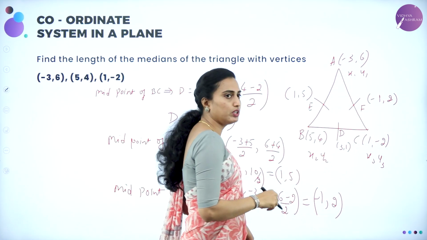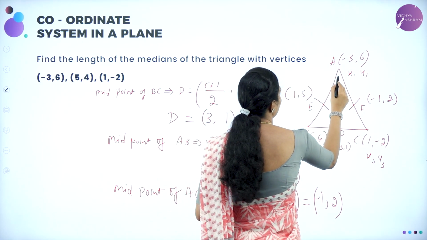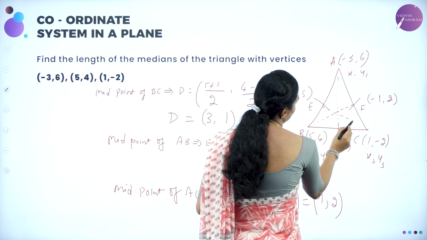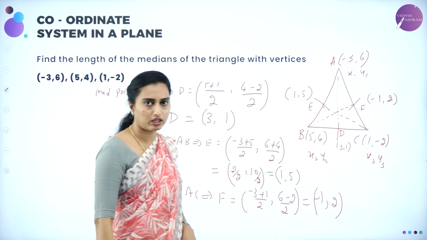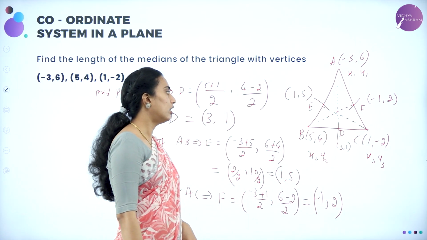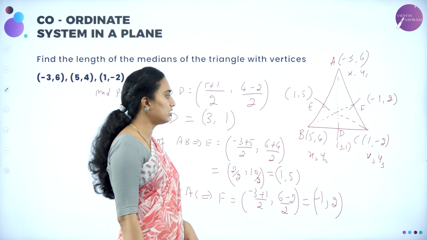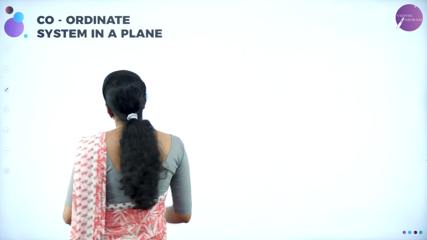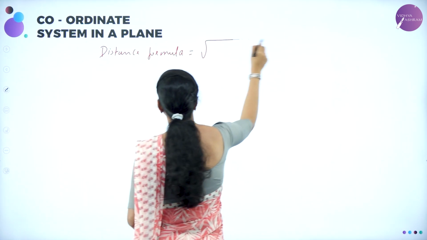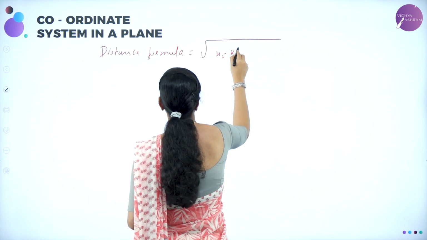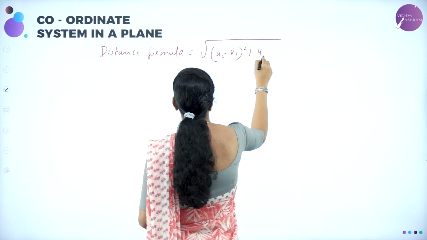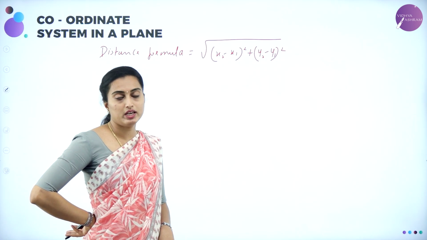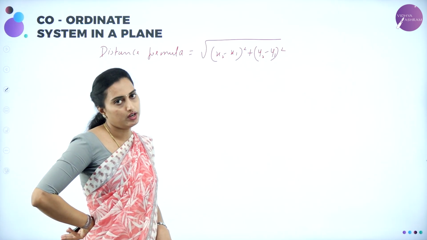This distance we need to find out. See, from A to D and then B to F and then C to E. This distance we need to find out. AD distance and then BF distance and then CE distance. What is the distance formula? So the distance formula is square root of x2 minus x1 whole square plus y2 minus y1 whole square. Difference of x coordinate plus difference of y coordinate, right?